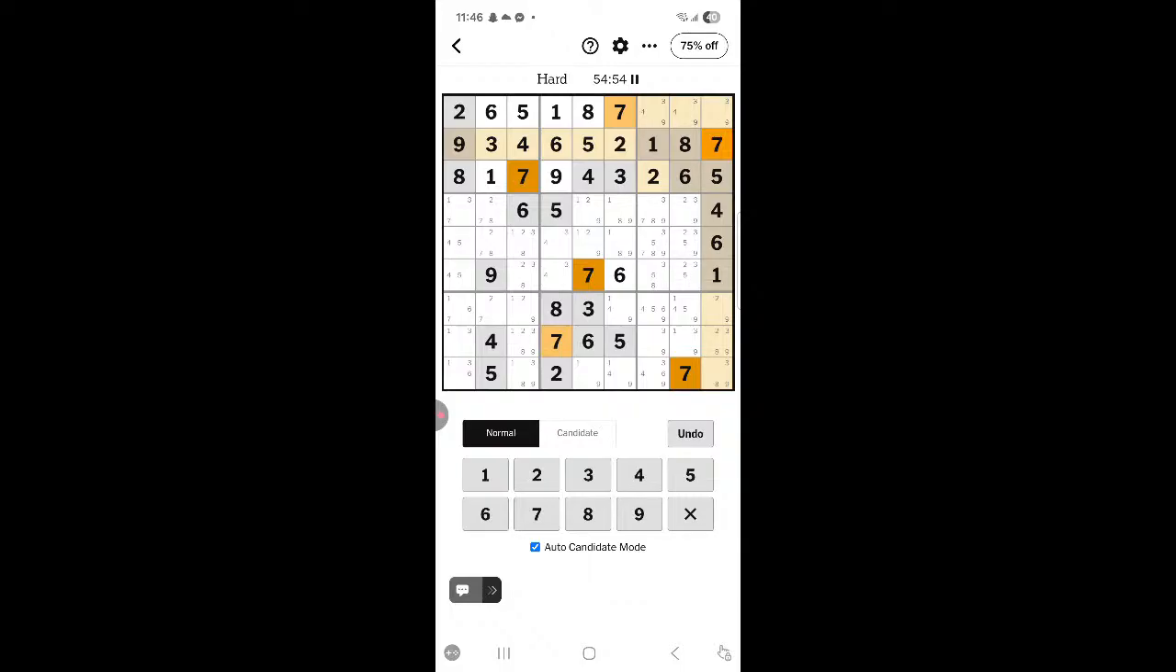1, 3, 7, 8, 2, 8, 2. 2 doesn't go anywhere besides these 2 and these 2. 8, 9, 3. For example, if 4 and 4, 4 is 4 and 4, 2. 7, 3, 4.